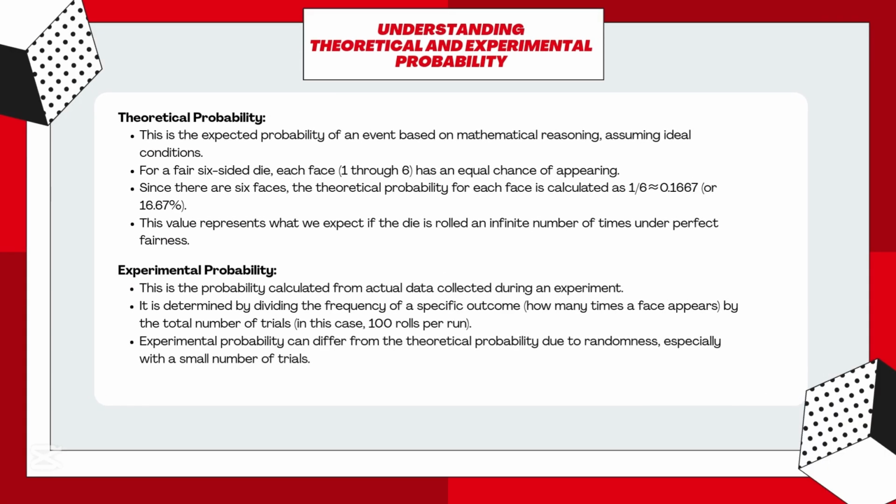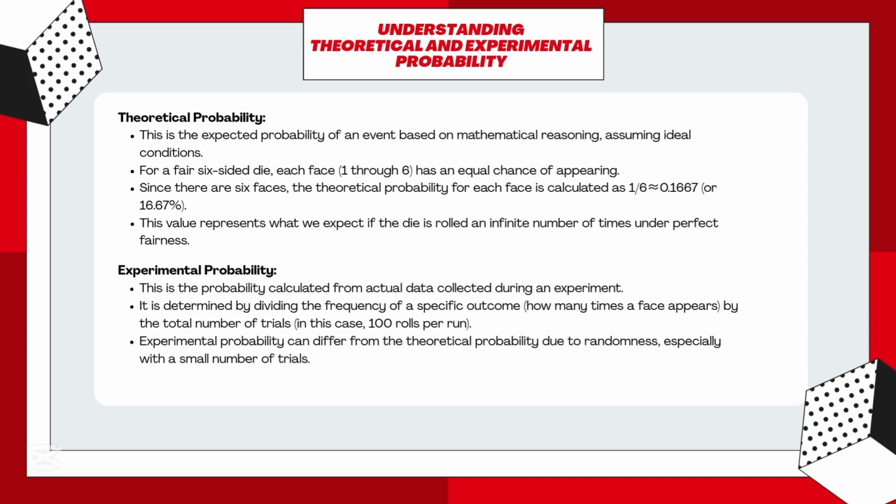Before we dive into the methodology, let's clarify two concepts. Theoretical probability is what we expect mathematically for a fair six-sided die. Each face has an equal chance, so the probability is 1/6, or about 0.1667, which is 16.67%. This assumes perfect conditions over infinite rolls.